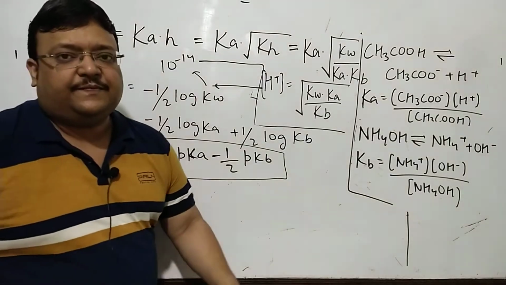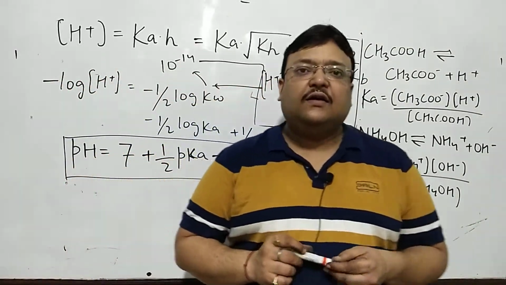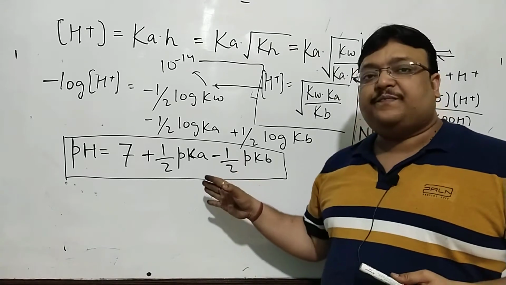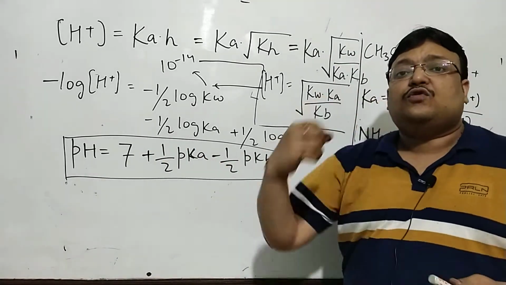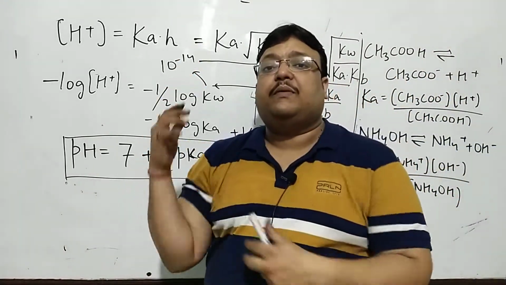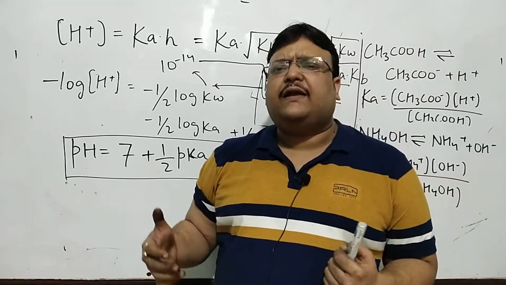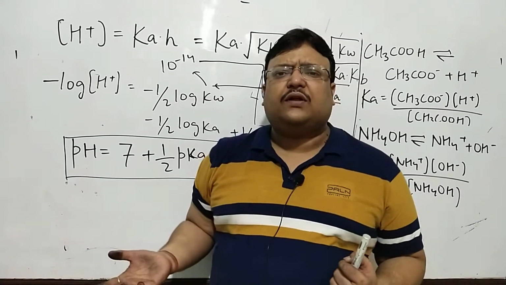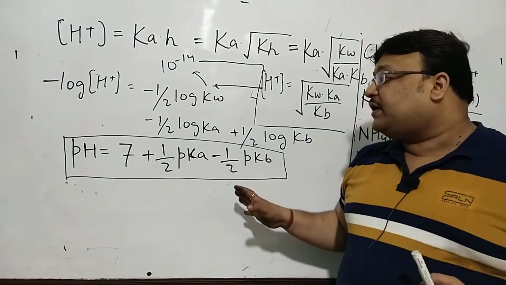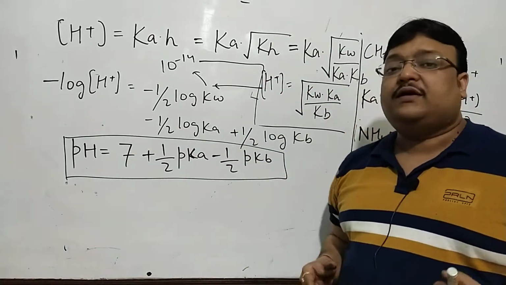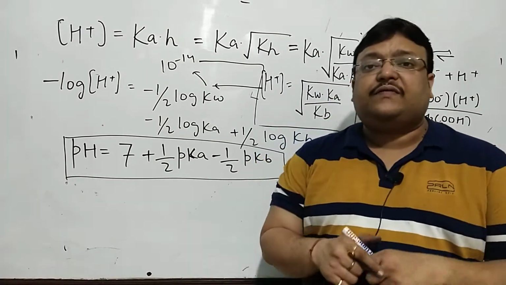Two things. One, it's 7 plus minus. So right away you cannot predict whether the pH will be more than 7 or less than 7. Like in the previous two cases, I knew the pH is either less than 7 or more than 7. Here you cannot predict because it's 7 plus minus. It could be pH more than 7 or less than 7.